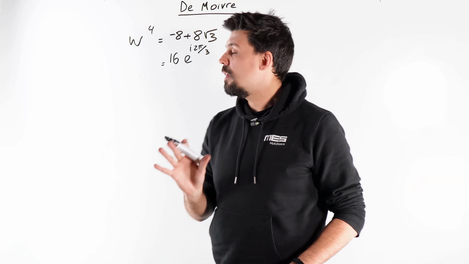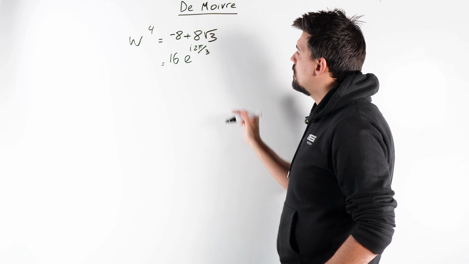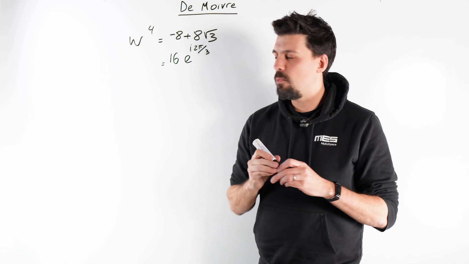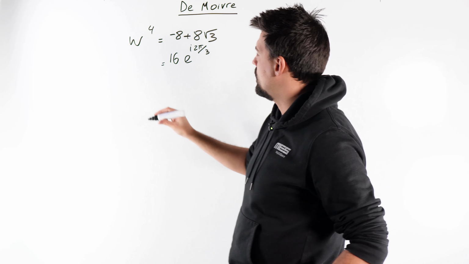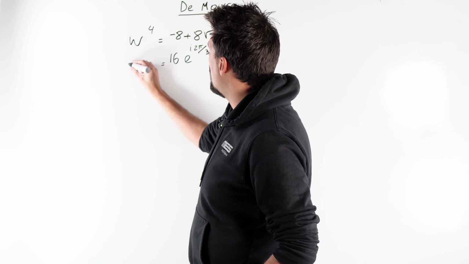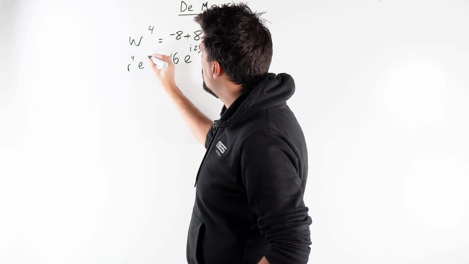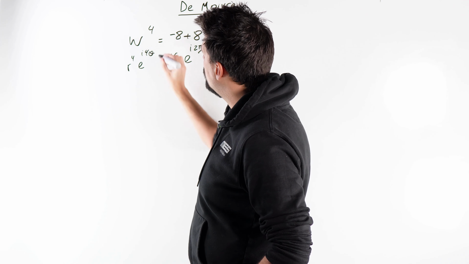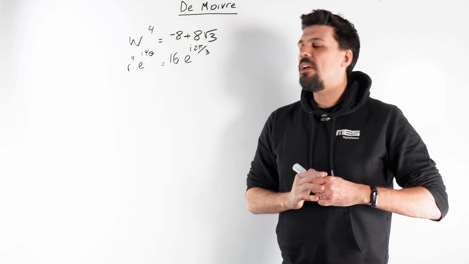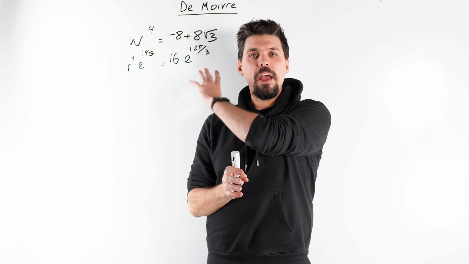And here is the trick. Of course, 2π/3 is not the only one, and this is where this is going to come in for us, but I'll show you in a second. We're going to say that that is r^4 e^(i4θ). And really, de Moivre does come down to exponential form.